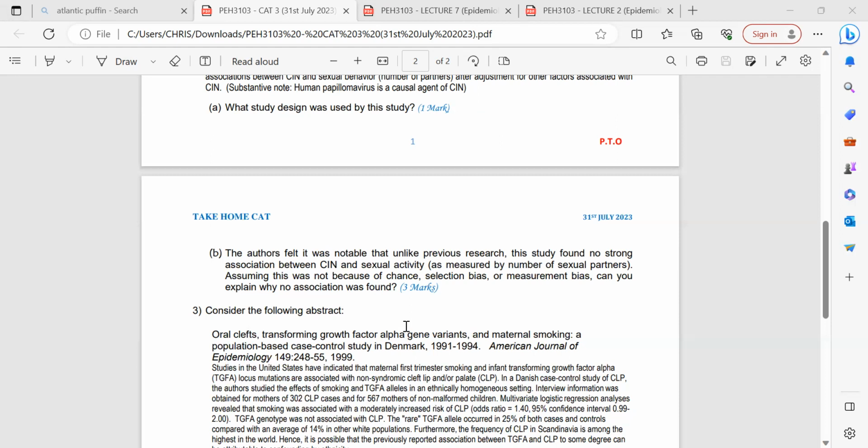And that is why I was saying, what if it is a true picture? That there is no correlation between sexual partners and development of CIN. Could be wrong.